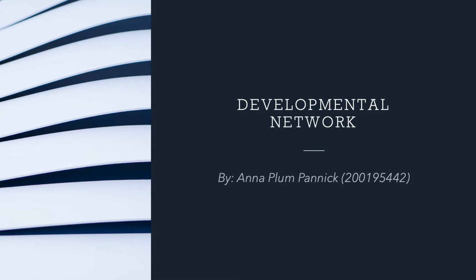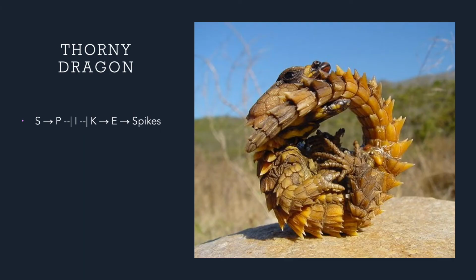Today we are talking about developmental networks. This is our subject on the right, the cute baby thorny dragon, and to the left is the developmental network that may or may not develop spikes for our little guy. I like to think of developmental networks as a chain of events.